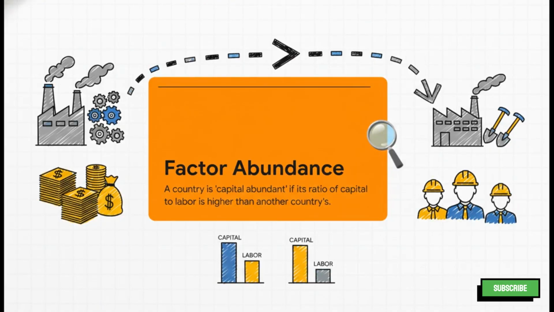First off, let's talk about factor abundance. This is all about what a country has. But here's the crucial part. It's always a comparison. A country isn't just abundant in a vacuum. It's abundant relative to another country. For instance, the US has way more capital, like machines and factories, for each worker than Mexico does. So that makes the US a capital-abundant country.